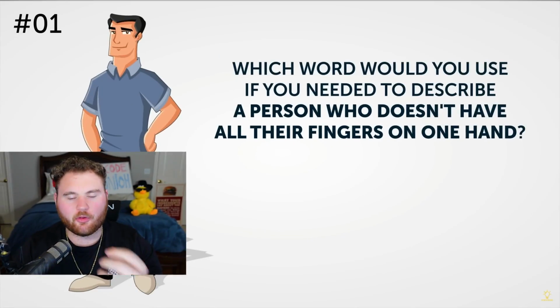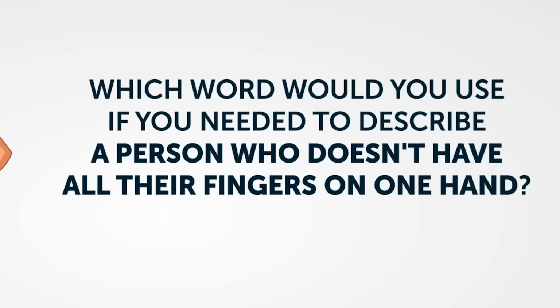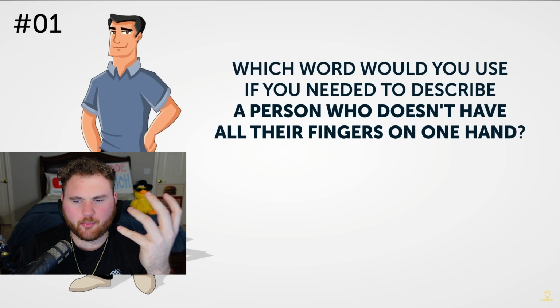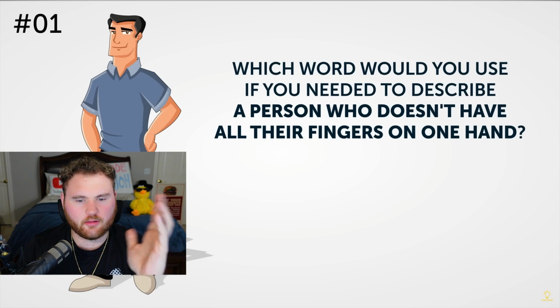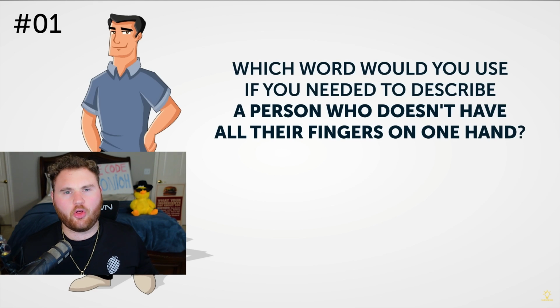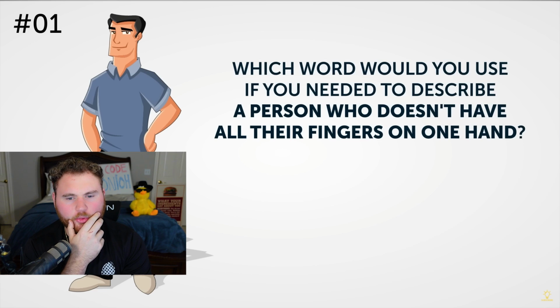Okay, so the first one, which word would you use if you need to describe a person who doesn't have all their fingers on one hand? Wouldn't that just be a person? Like, what's the difference if I have one hand, zero hands, no limbs at all? Wouldn't that just still be a person? Or maybe they mean like handicapped or disabled, maybe crippled.